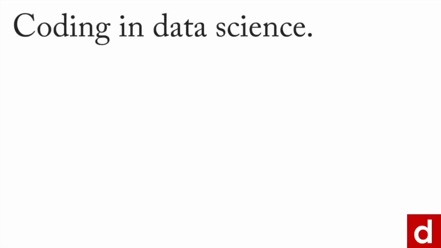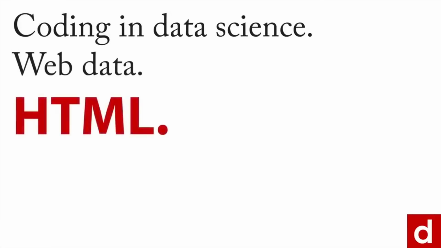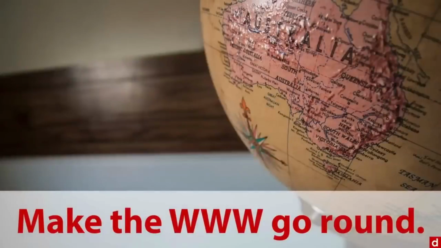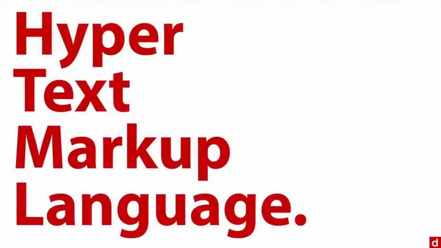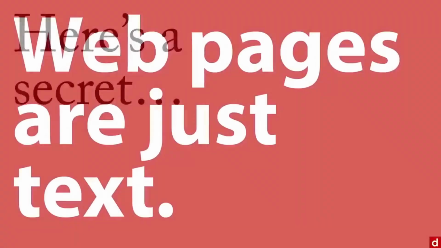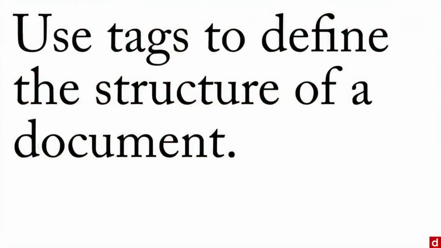When you're coding in data science, one of the most important things you can do is be able to work with web data. And if you work with web data, you're going to be working with HTML. Now, in case you're not familiar with it, HTML is what makes the World Wide Web go round. What it stands for is Hypertext Markup Language. And if you've never dealt with web pages before, here's a little secret. Web pages are just text. It's just a text document, but it uses tags to define the structure of the document, and a web browser knows what those tags are and displays them in the right way.